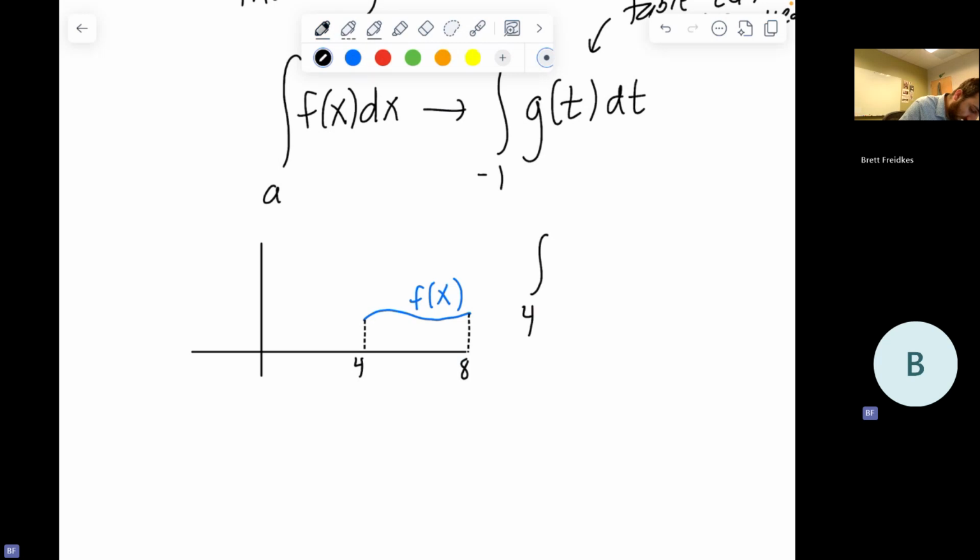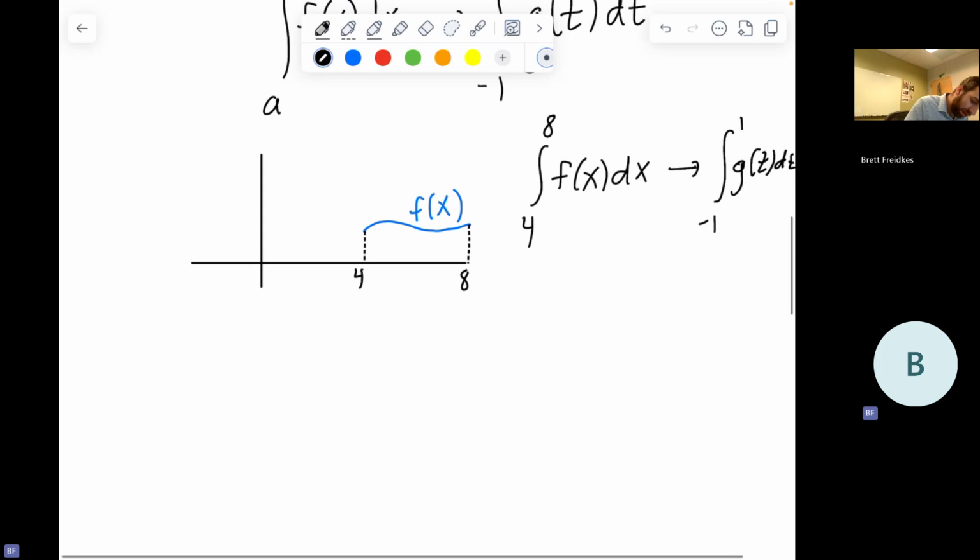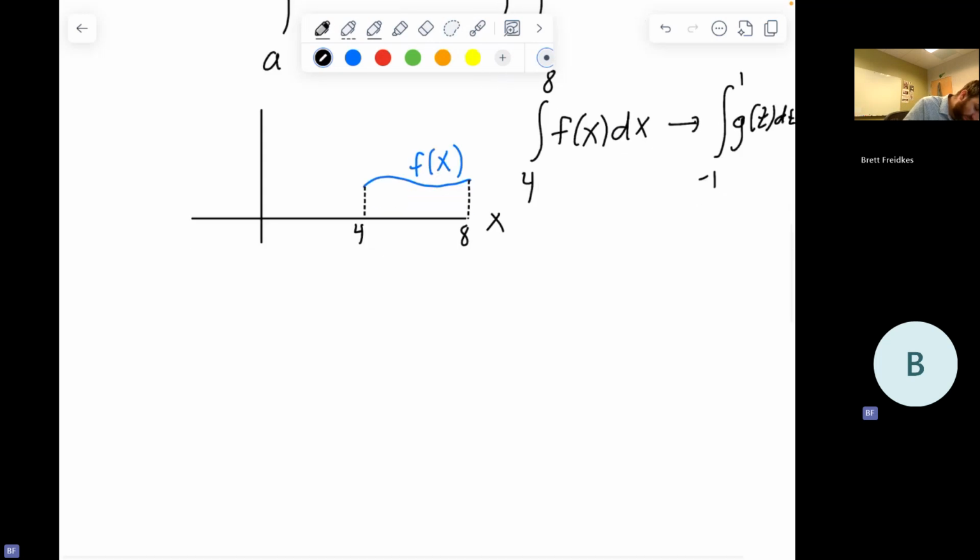And I want to approximate the integral from 4 to 8 using maybe 3 rectangles, which would require us to use the table, or 6 rectangles, or what have you. So we have to convert this to an integral from -1 to 1 of some new function that will integrate with respect to this variable t. This isn't time. This is just some arbitrary t. So this is my x-axis, and I want to convert this ultimately to an integral that goes from -1 to 1.